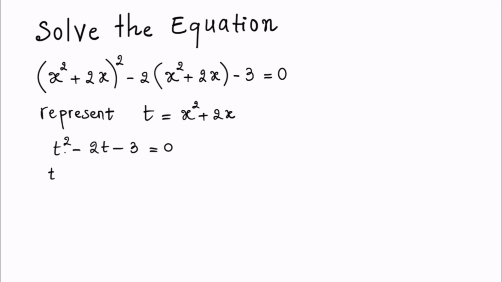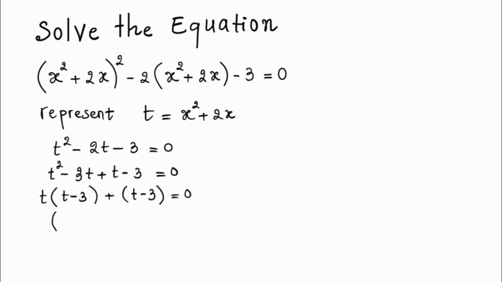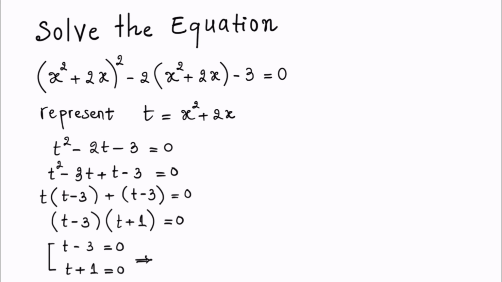So then t squared minus 3t and then plus t minus 3 equal to 0. Now I take t in common, then we will get t minus 3 and then plus t minus 3 equal to 0. Then we take t minus 3 in common, then we will get t plus 1. So we will get t minus 3 equal to 0 or t plus 1 equal to 0. Then equivalent to t equals 3, t equal to negative 1.